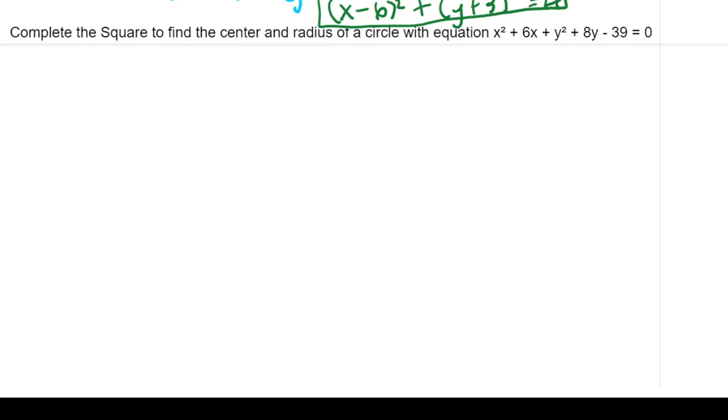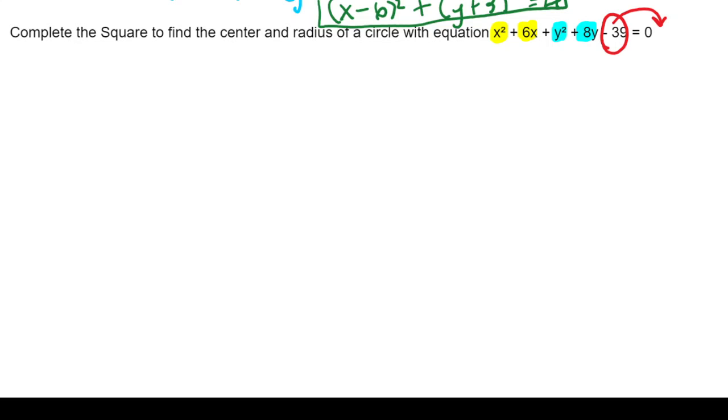So your first step with getting this equation into standard form is to group your x's and group your y's and move the constant to the other side. Now, when we group our x's and y's, we're going to write plus a blank between each group, okay? And when we move that constant to the other side, since it starts off as minus 39, we'll have to add a 39 to both sides to get it to the right side of our equation.